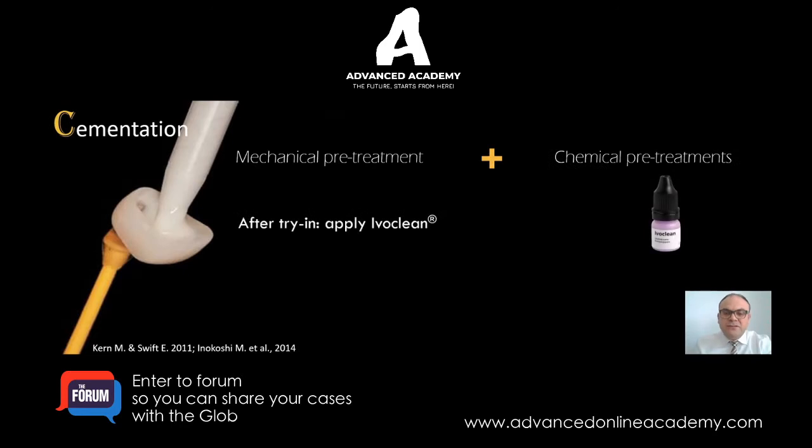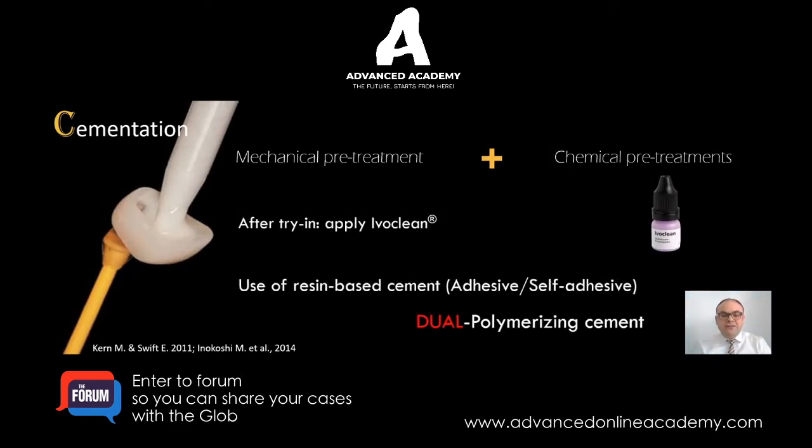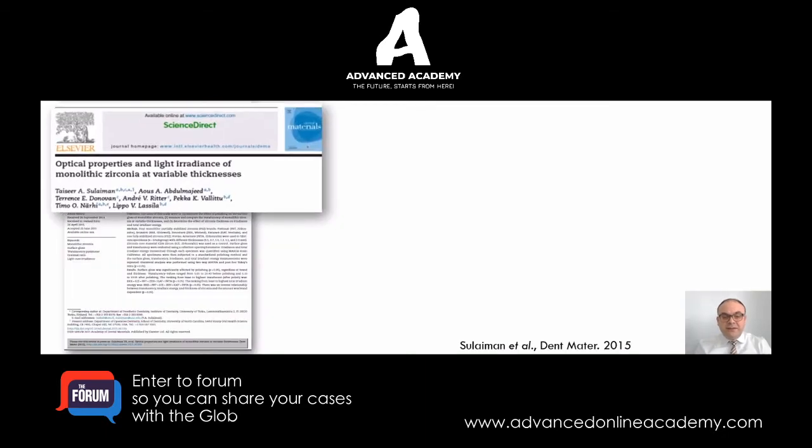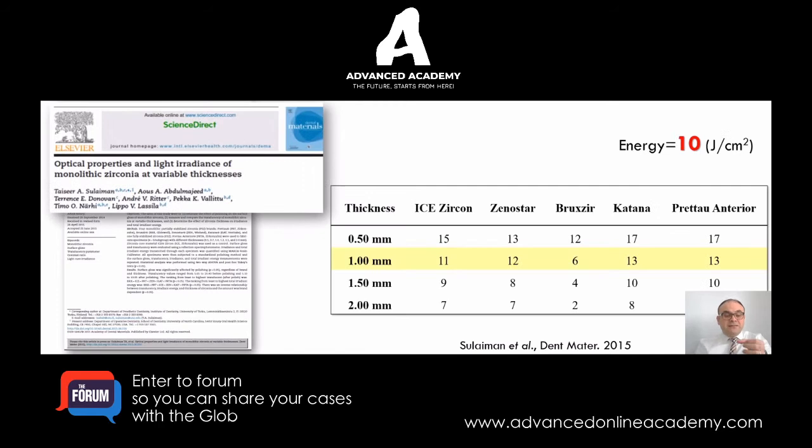For cementation, you want to use a resin cement, whether it's adhesive or self-adhesive, but with zirconia, you always want it to be dual cure. We published that because zirconia attenuates light, you want to make sure that the light penetrates properly. You have to use a proper curing light that will set your cement very, very well. So it has to be a dual cure resin cement.